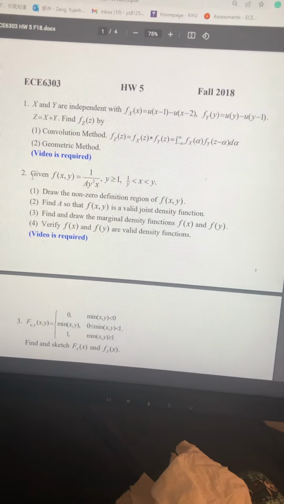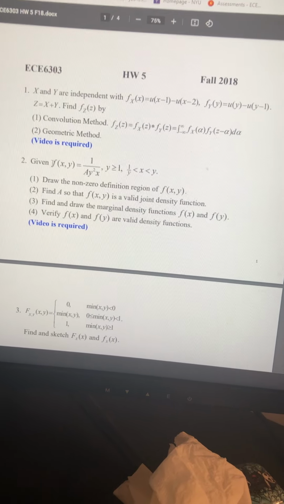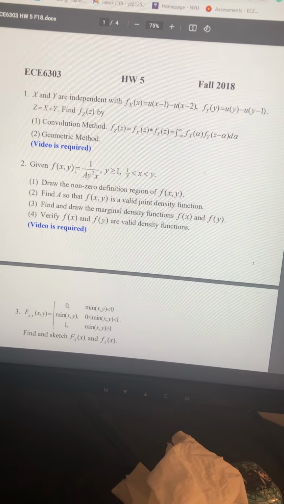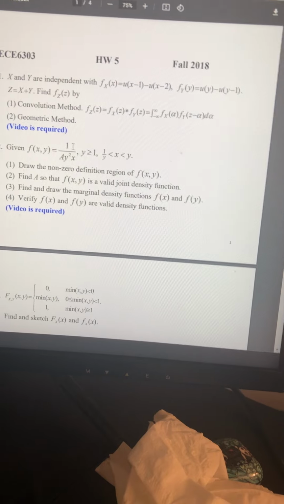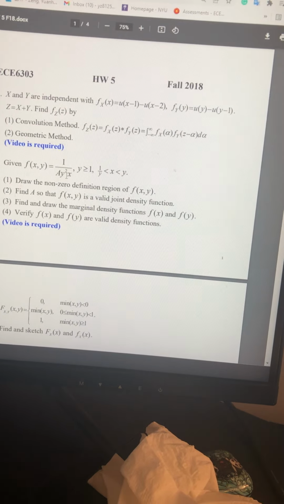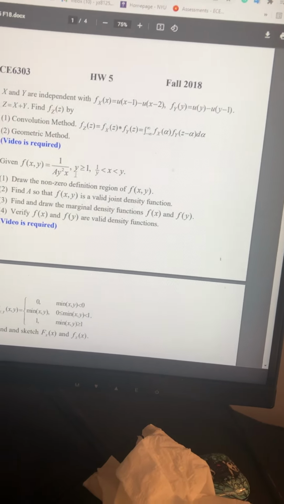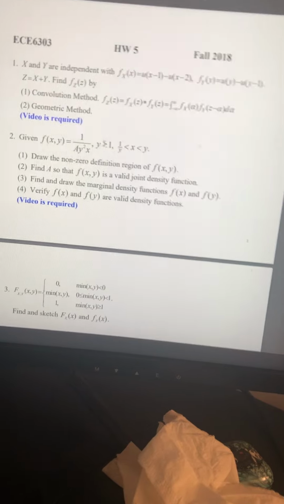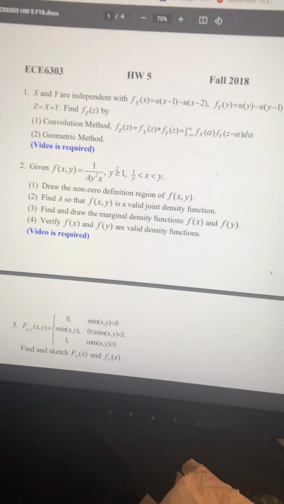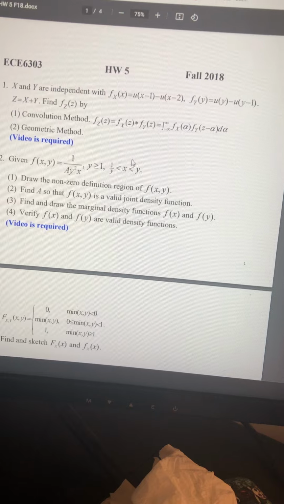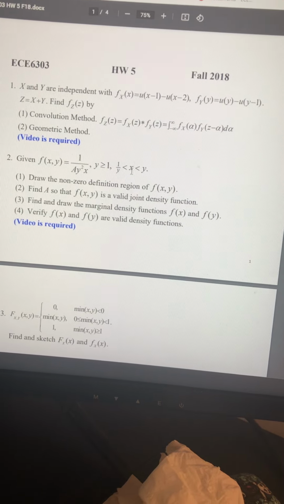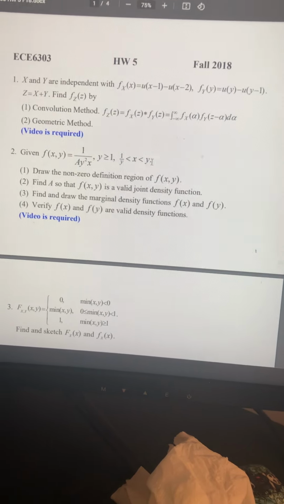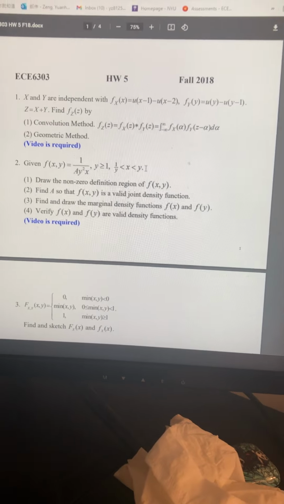The question is giving this function of x and y equal to 1 over a times y to the power of 2, where y is larger than or equal to 1, and x is larger than 1 over y but smaller than y.